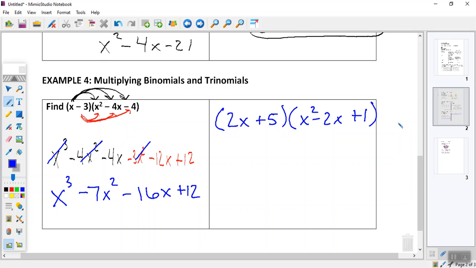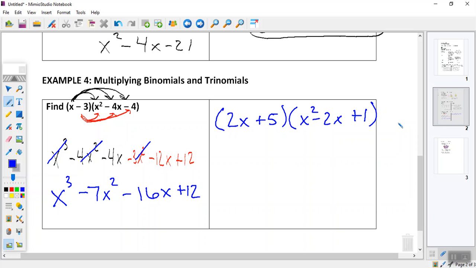Have a volunteer that wants to come to the board and do this one up here? You want it? Somebody want me to do it? All right, let's ask this question. Anybody have a solution yet? All right, help me out, friends. I'm going to start multiplying.